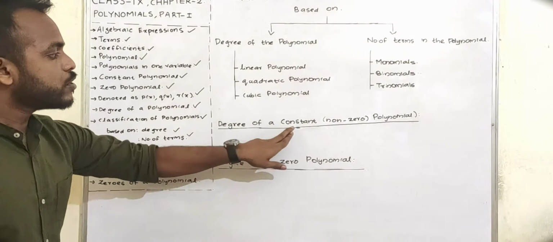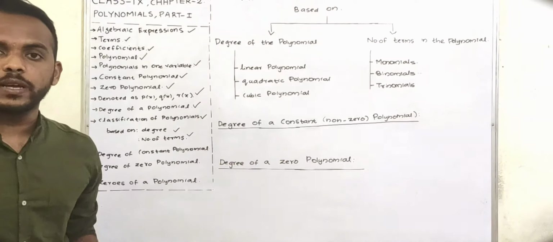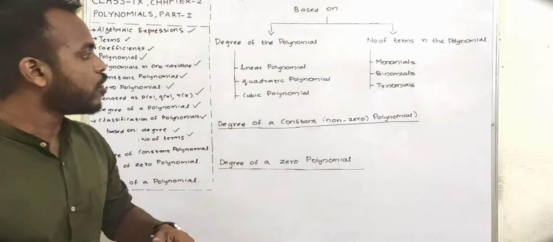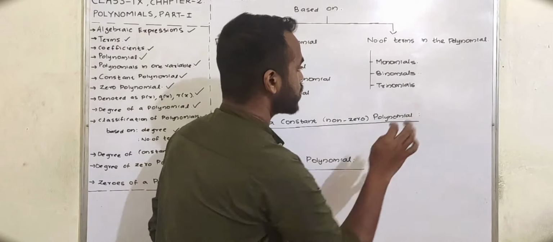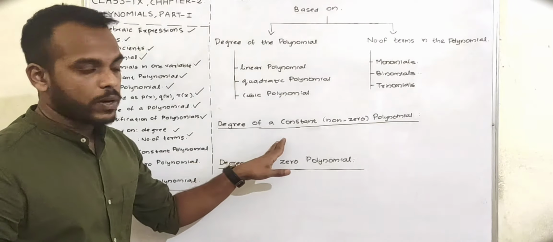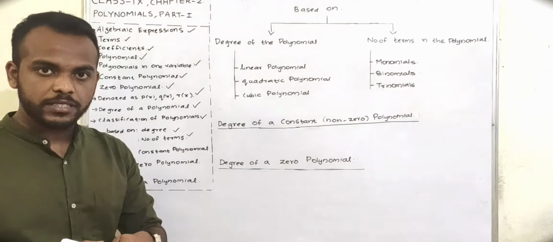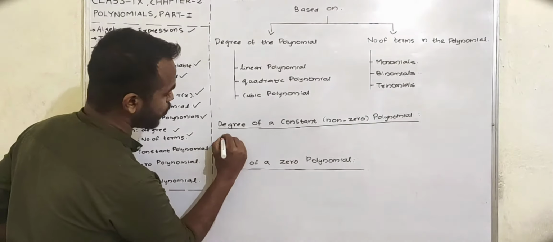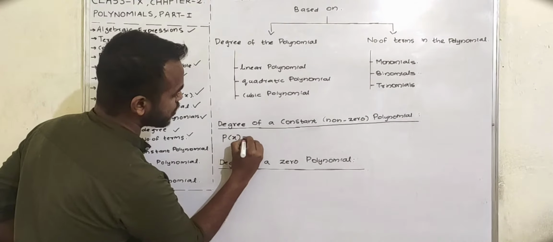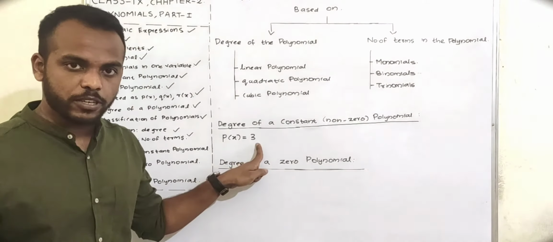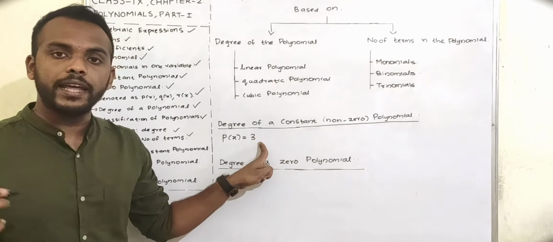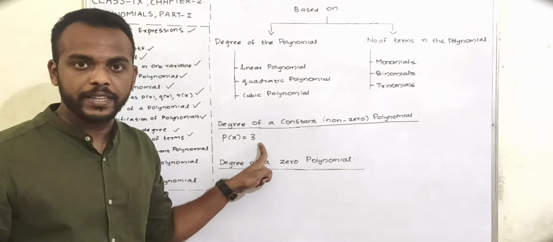Then we should know what the degree of these polynomials is. Let's see the first one, the degree of a constant polynomial. It should be non-zero. We have seen what a constant polynomial is. For example, p of x is equal to 3. This is a constant polynomial in which there won't be any variable, only one constant will be there.